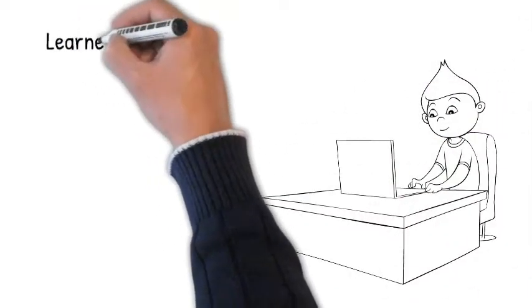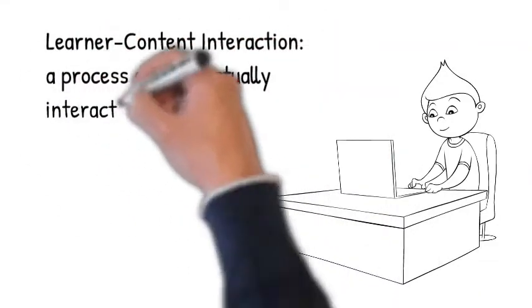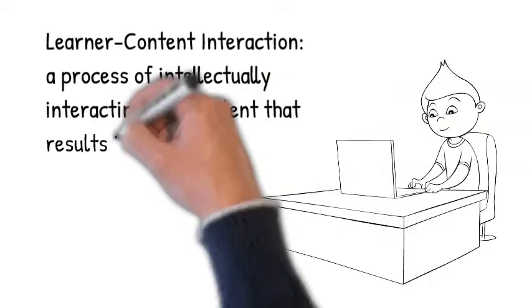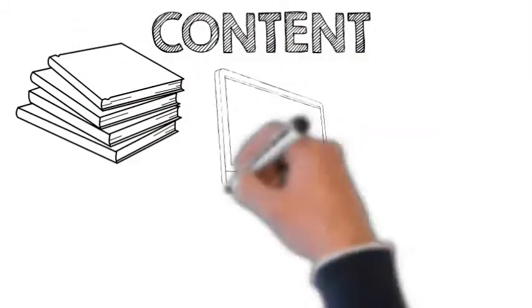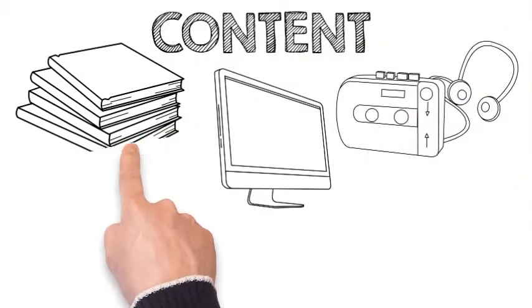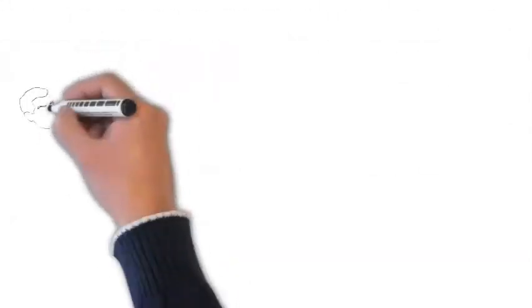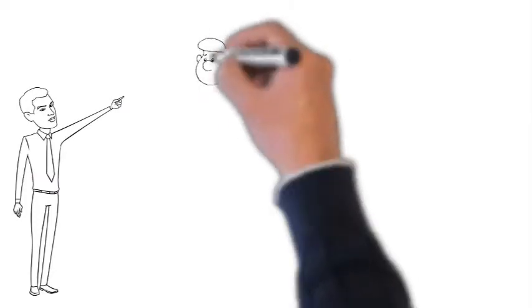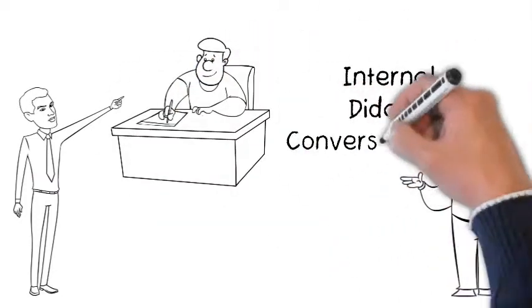First, learner-content interaction, a process of intellectually interacting with content that results in changes in the learner's understanding. Content comes from text and other library resources, electronic resources, sound, text, graphics, videos, or virtual reality. Moore pointed out that learner-content interaction is similar to Holmberg's internal didactic conversation.